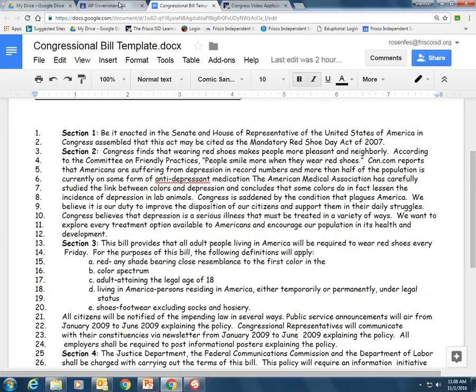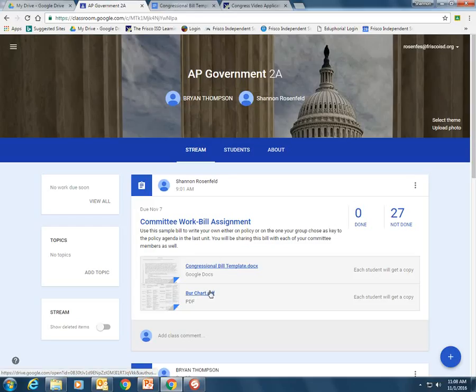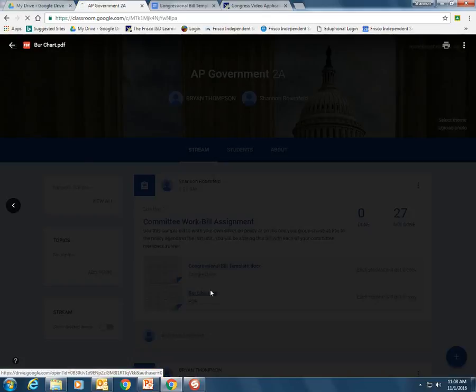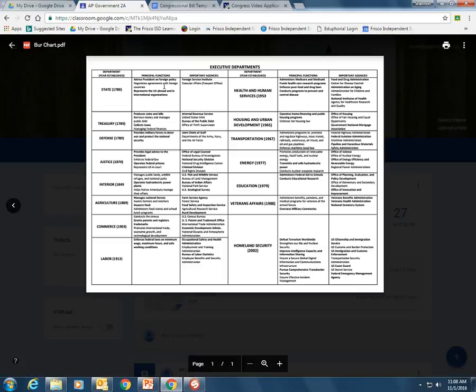If you look back here, one of the questions asks you what part of the bureaucracy would be in charge of enforcing your bill. Because we haven't taught you bureaucracy yet, I put a chart here to help you. It explains what each part of the government does, and it gives you examples of agencies. So you're going to write that.